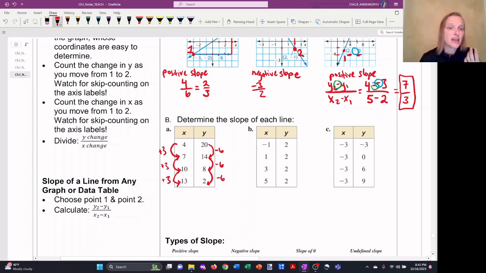So how do I put that together to get a slope? Well, remember, slope is the change in y over the change in x. Well, each step here, my change in y is negative 6, and my change in x is positive 3. So together, if I combine that y value and that x value, I get a slope of negative 2.